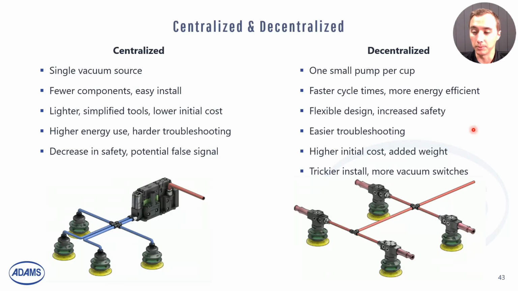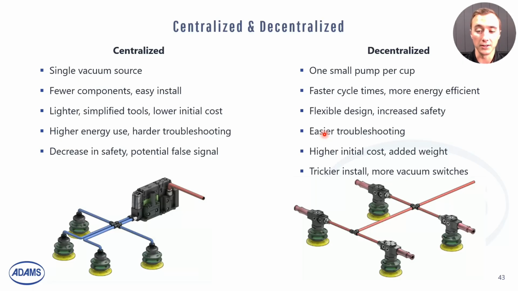They're very flexible, very modular. They're much safer, since each cup is kind of a fail-safe or a backup to its partner. If one goes down for some reason, or if one gets very dirty or clogged, the other ones can still apply vacuum and hold force to handle the part. They're also easier to troubleshoot since each one is its own little system. You can quickly figure out which ones are working and which ones are not.